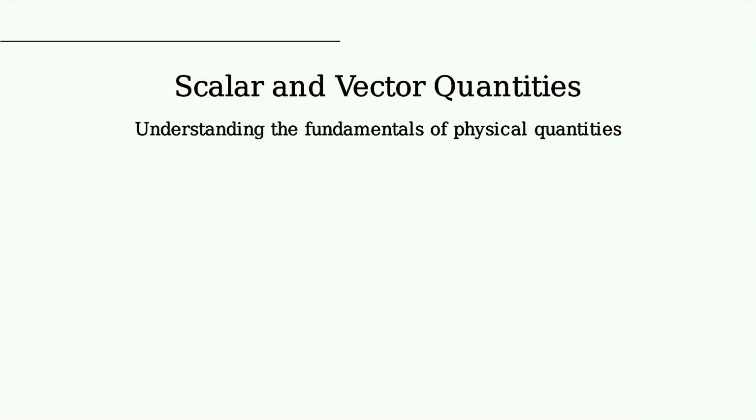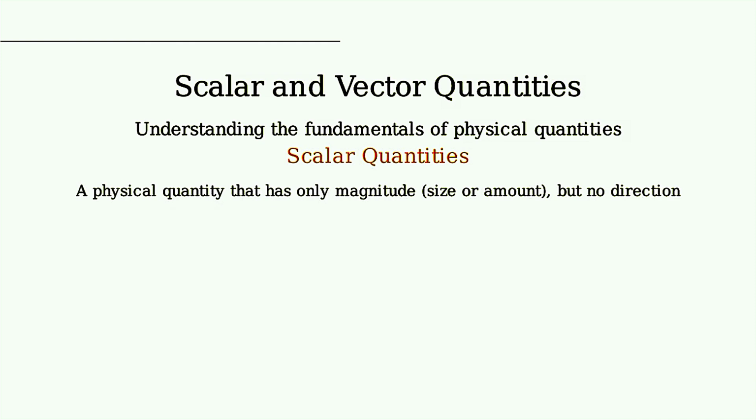Scalar quantities and vector quantities. Let's explore what these terms mean and how they differ from each other. Let's start by understanding what scalar quantities are. A scalar quantity is a physical quantity that has only magnitude but no direction.